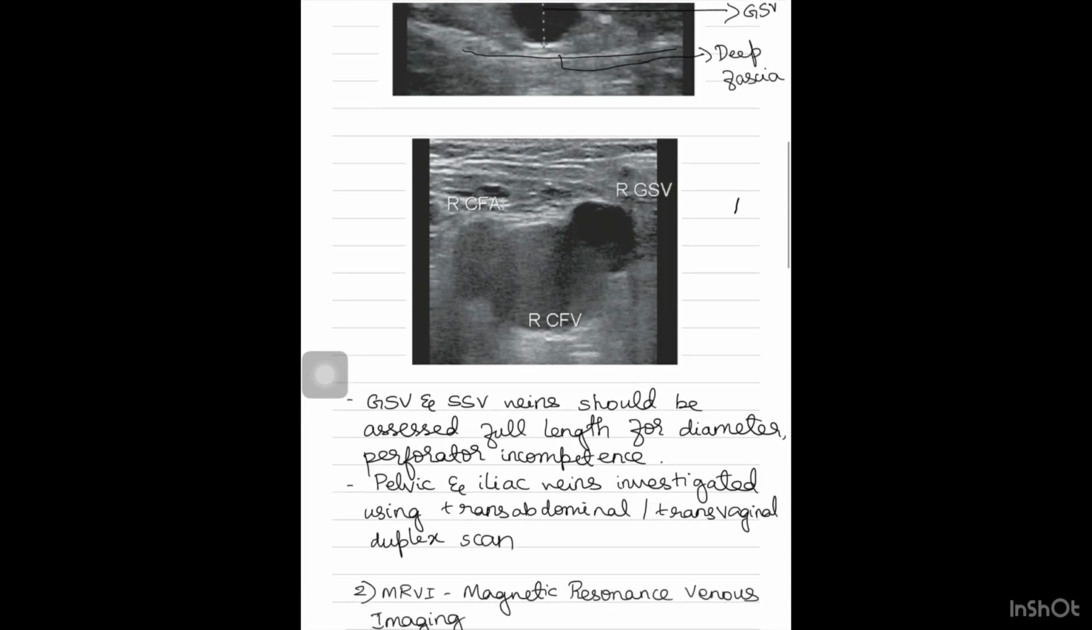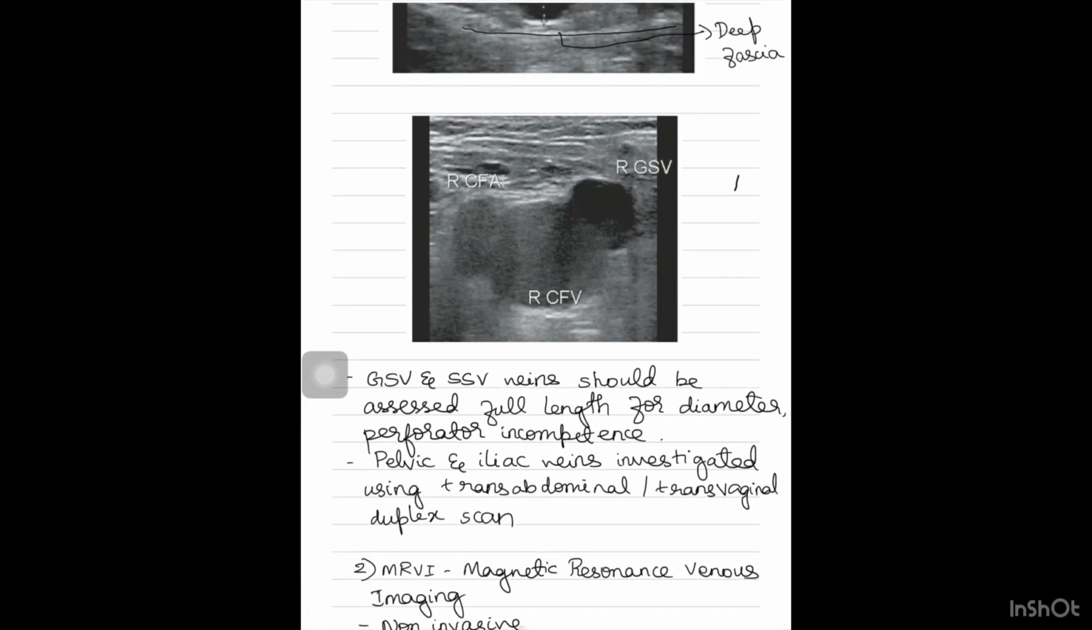The next thing is the Mickey Mouse appearance what you see in the femoral triangle. So the medial one is the common femoral vein, and this is the GSV, and this is the common femoral artery. All these three structures form a Mickey Mouse kind of appearance what you see in the ultrasound whenever you are assessing for the saphenofemoral junction incompetence.